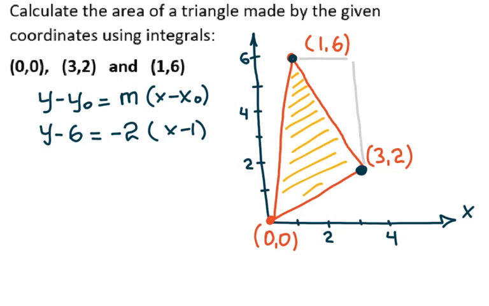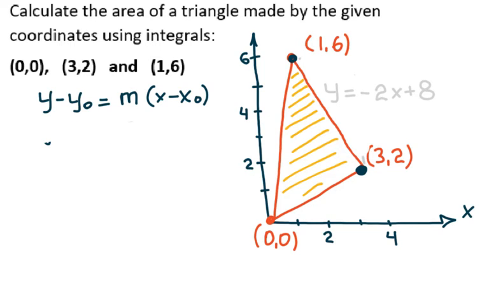So the equation of this given line is y equals negative 2x plus 8. For the next line, the other ones are actually easier. We can use not the point slope form, we can use the slope intercept form: y is equal to mx plus b.